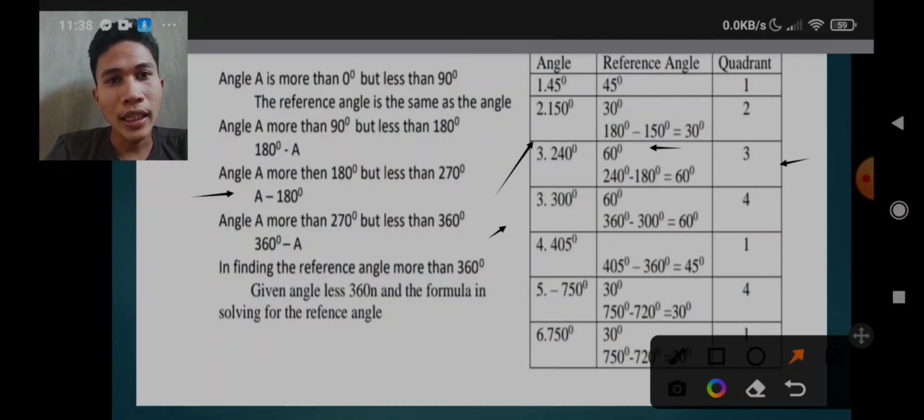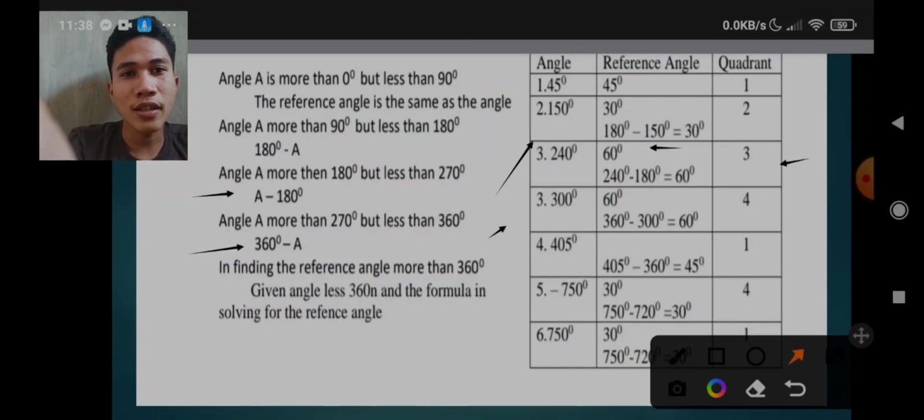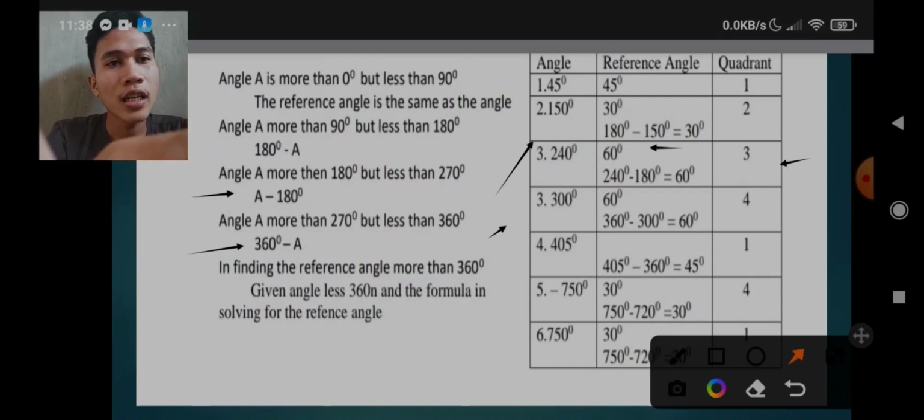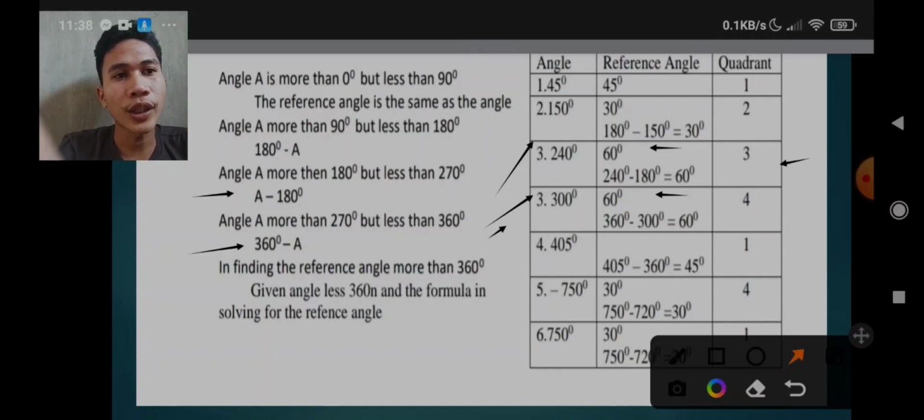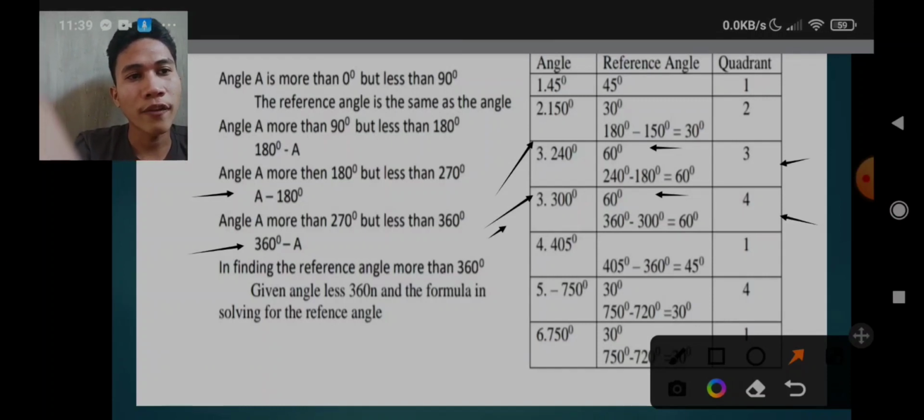If the angle A is more than 270 degrees but less than 360 degrees, the formula is 360 degrees minus angle A. So for example, the given here is 300 degrees. So the formula is 360 minus 300 degrees. So the answer is 60 degrees. And we all know that 300 degrees is in quadrant 4. So our quadrant is quadrant 4.